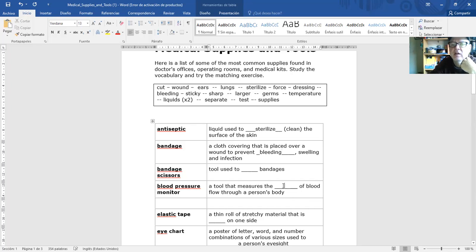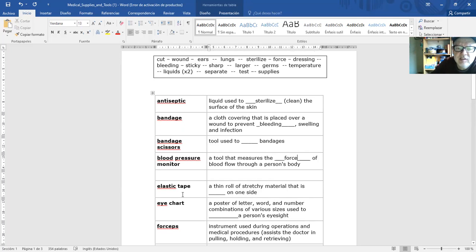La fuerza del flujo sanguíneo. Instrument that measures the force of the blood flow. Del flujo sanguíneo, the blood flow. The force, the pressure through a person's body. That is a blood pressure monitor. It measures the blood force or blood pressure. Right. And finally, what is an elastic tape?